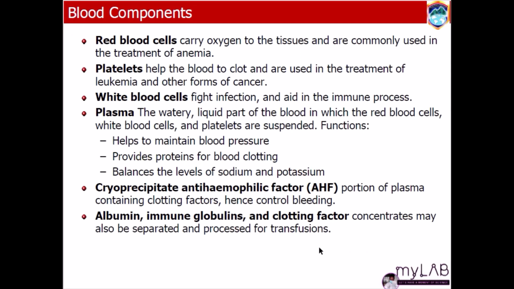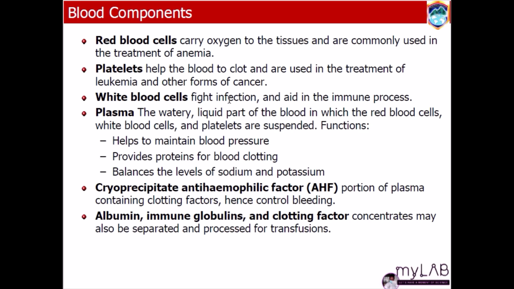Now, the blood components are important because in blood banking, not every patient needs whole blood. So we also prepare other blood components for different patients and match them differently depending on what the patients require. One of them is the red blood cells. We know they are very important for oxygenating the tissues, and they can be used in the treatment of anemia. Then we have platelets, very important because of blood clotting, so for individuals with leukemia and cancers, very important.